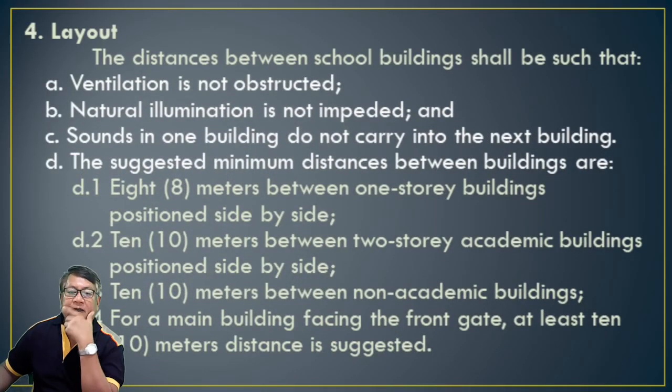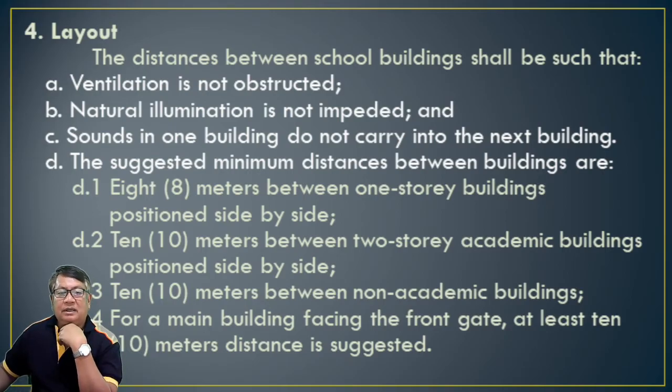So the distances between school buildings shall be such that letter A, ventilation is not obstructed. That is very important to give comfort to our students or our children. No? Natural illumination is not impeded. What is the source of the natural illumination? So of course the sun and the light from the sun. No? Then sound in one building do not carry into the next building. So consider that one.